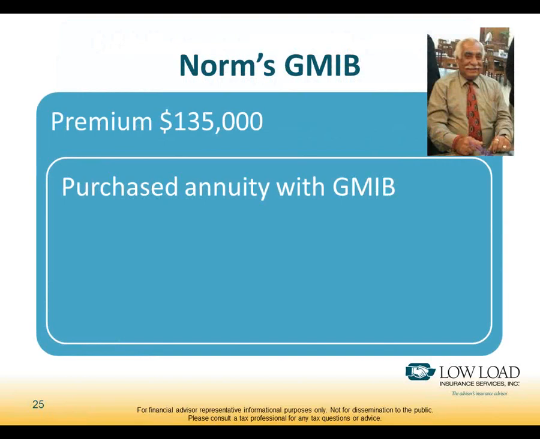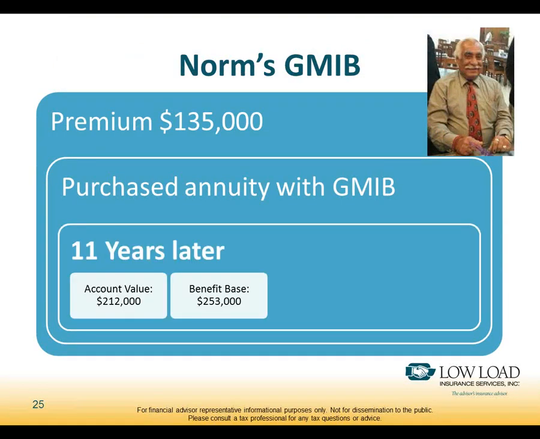So here we have Norm. That's the client's actual name. He had purchased an annuity with $135,000, and he had the GMIB benefit on it. 11 years later, his account value had grown to $212,000, and his benefit base had grown to $253,000. Now, under normal circumstances, you think, well, the benefit base is greater than the account value, so it's a good deal for this client if they want to start taking income. But you have to remember, with the GMIB and the annuitization portion of it, there's that 10-year age setback when you go to annuitize it. So his GMIB was going to provide him income of $1,213.